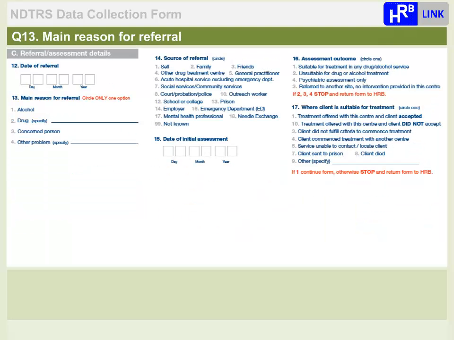Question 13, Main Reason for Referral. This question has been changed significantly. The options of illicit and licit drugs have been replaced by a single option of drug, and you are asked to specify the drug in the space provided.